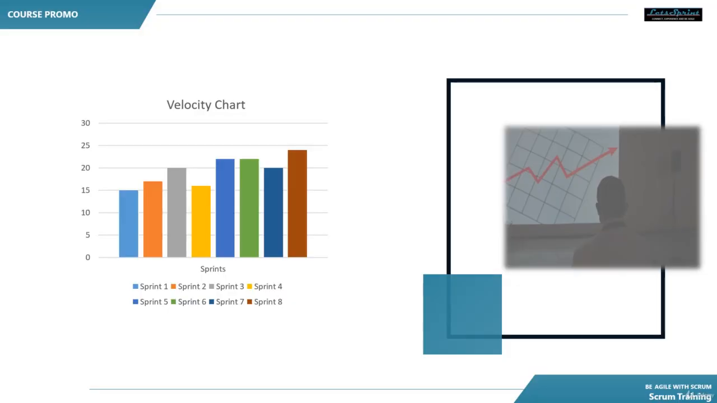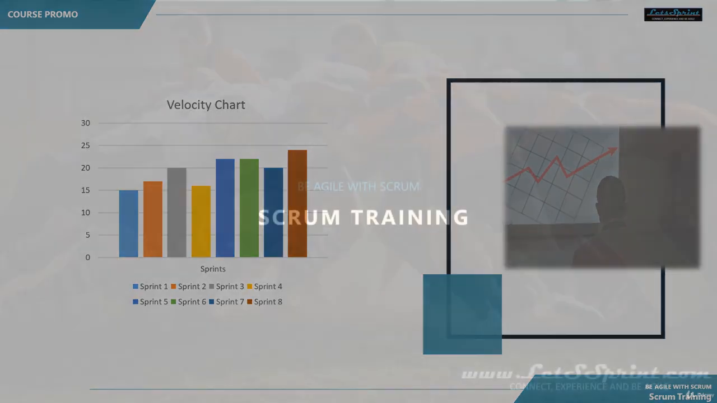The velocities of a team across iterations can be plotted in a velocity chart. It helps in analyzing the trends within a team across sprints.